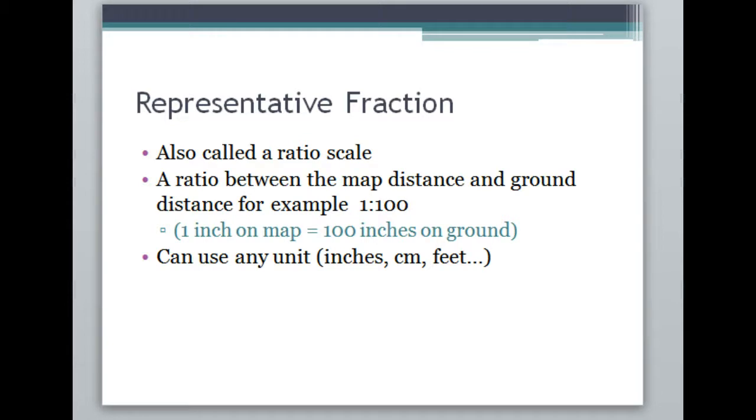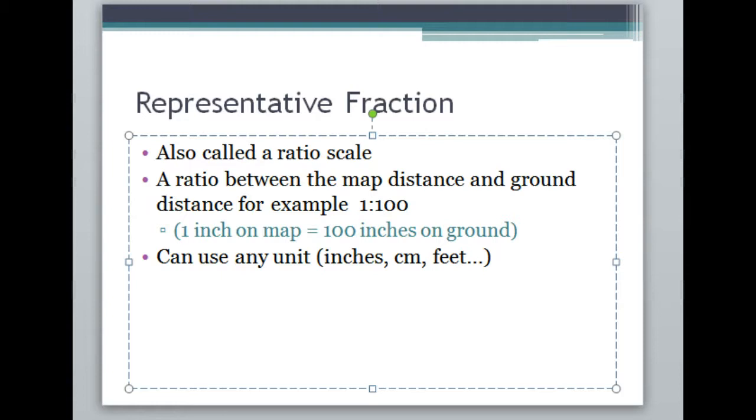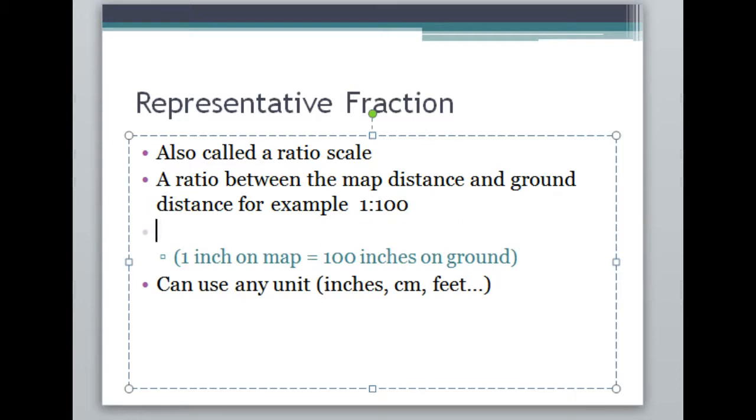It is completely unitless. It would be incorrect to write this 1 to 100. While it is probably mathematically correct, it's not mapping convention, so you would lose points for that.